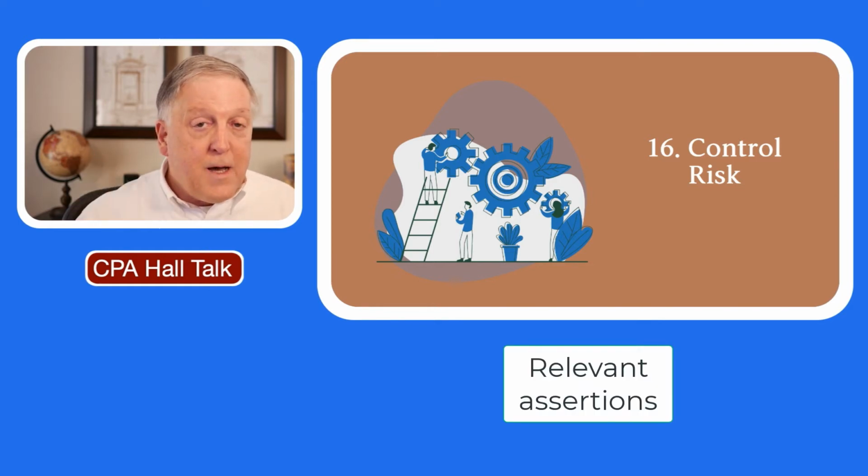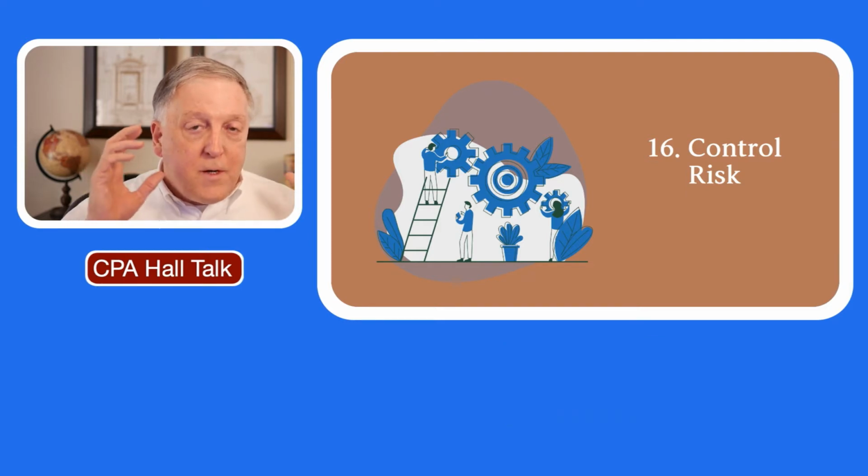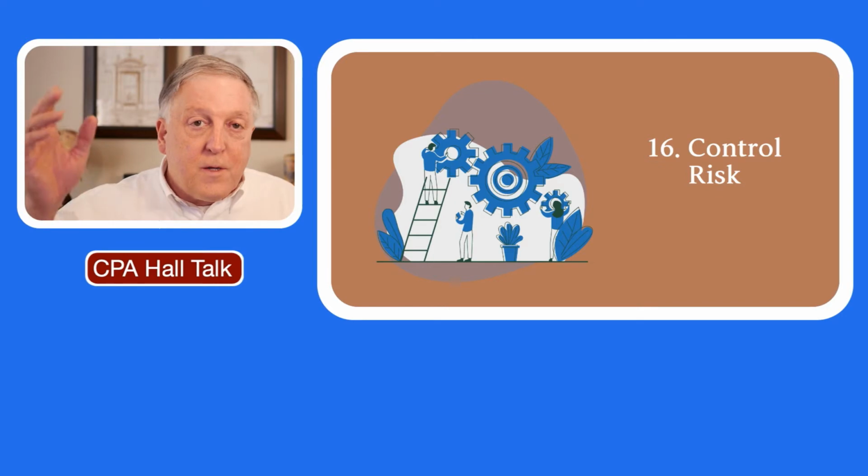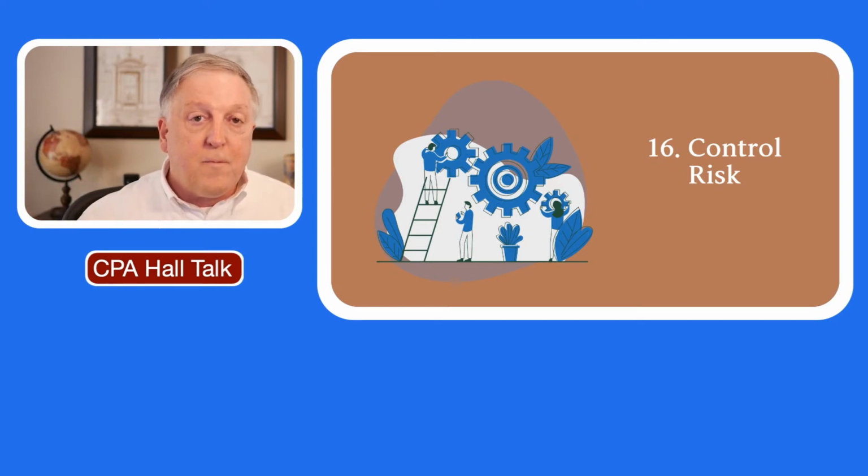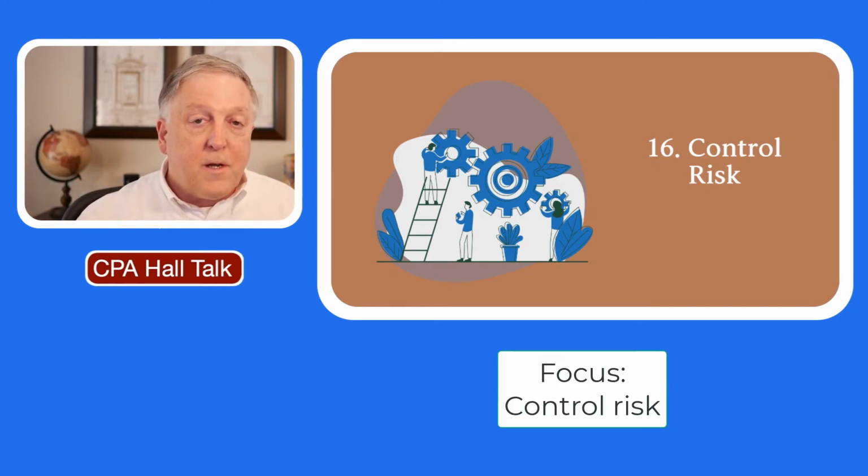Now, you're deciding about the relevant assertions, what they are. We talked about that in a previous video. But you see that picture in your mind. We've got cash, the relevant assertions, then in the columns, inherent risk, control risk, and then risk of material misstatement. Today we're focusing on that control risk element.